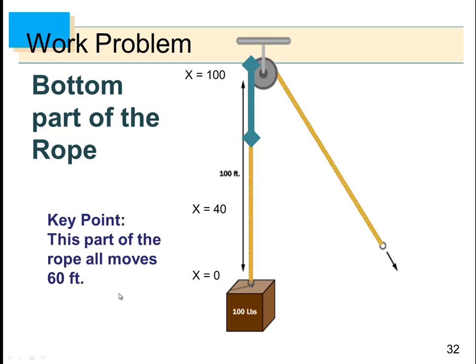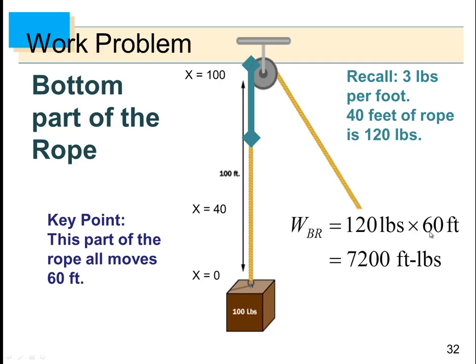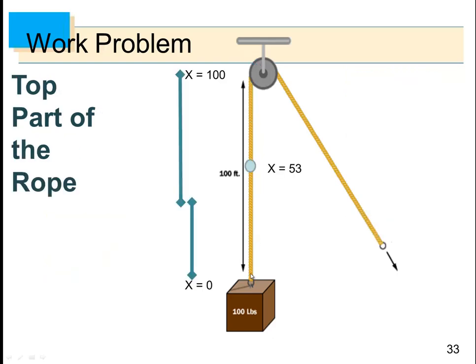The key point here is that all of the bottom portion of the rope moves 60 feet. Since it's 3 pounds per foot and we have 40 feet of rope, we just multiply. So we have 120 pounds of rope. The bottom section of this rope weighs 120 pounds, and it's all moving 60 feet up. So we just have 120 times 60. The total work on the bottom part of the rope, I'm using BR there for bottom of the rope, is 7,200 foot-pounds. That's the bottom part, because it's moving up as a chunk, and no matter what point you take in the bottom part of the rope, it all moves 60.